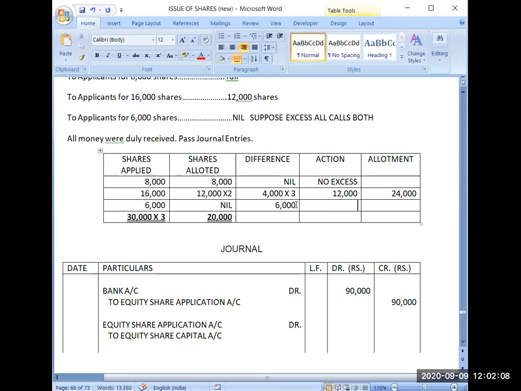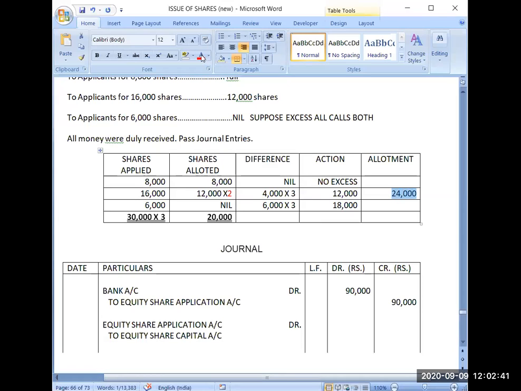Yes, 18,000. 6,000 multiplied by 3. All amounts to be multiplied by 3 only. 18,000. All amounts need to be multiplied by application money. Only this amount needs to be multiplied by allotment money. Keep it in mind. This will confuse you when you practice at home. This amount needs to be multiplied by allotment money to calculate this one amount.